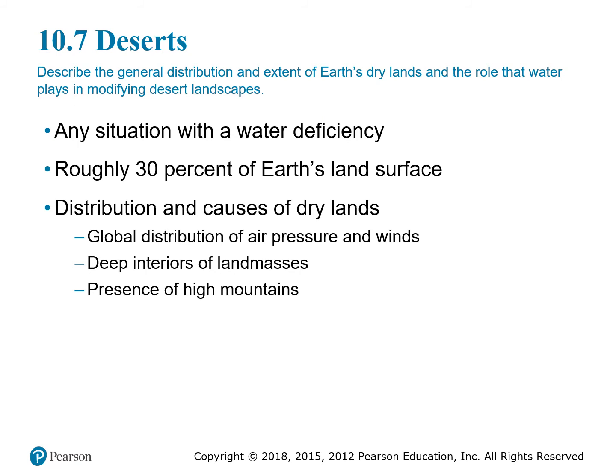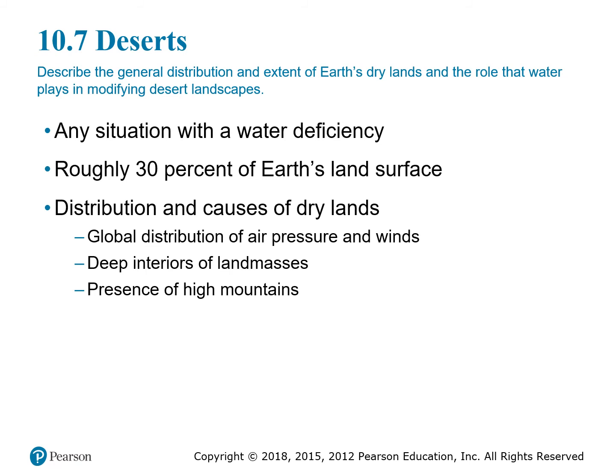All right, so let's shift gears all of a sudden to deserts. Deserts occur anywhere where there's a water deficiency, where evaporation exceeds precipitation. Typically warm areas. On Earth today, around 30% of the land surface is covered by these dry areas or deserts. The distribution of deserts and dry land on Earth is no accident. There are actually specific reasons for that.